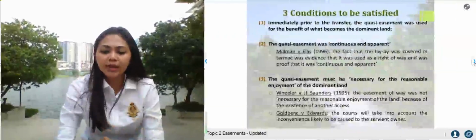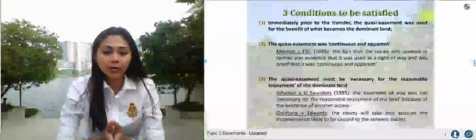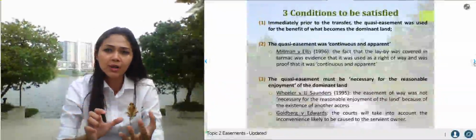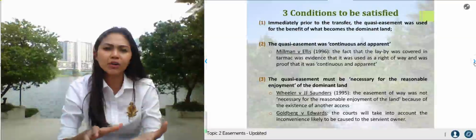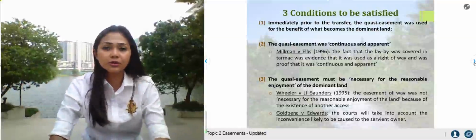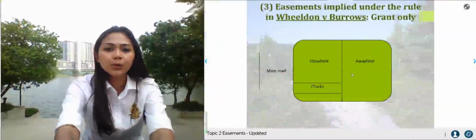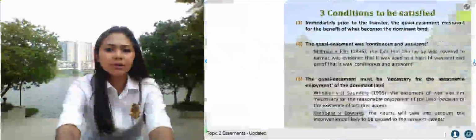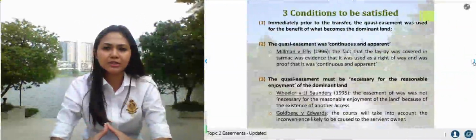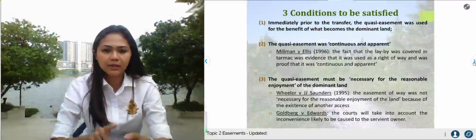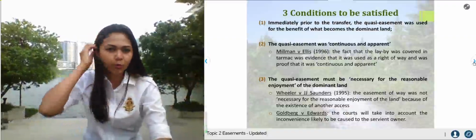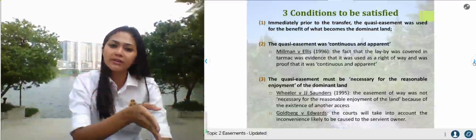So in order to determine if that purchaser is entitled to use the right of way, the first one, he must show proof that immediately before the transfer, the quasi-easement was used for the benefit of what now becomes the dominant land. The land of Away Field, this particular land, is the dominant land. So quasi-easement basically means an easement which was previously enjoyed by the landowner. It means that you have one plot of land, usually you can just use one plot. When you divide it into two plots, you still enjoy the benefit on the servient land.